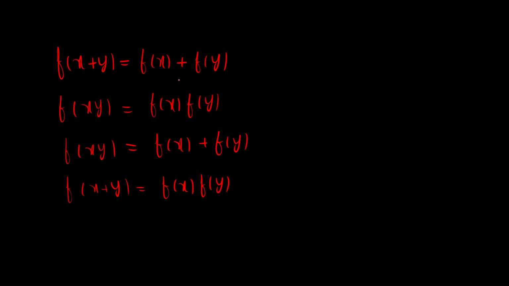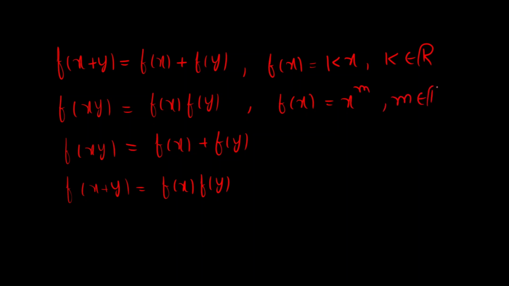You can see four functional equations are written on the screen. Many of you can answer what is the f of x here that will satisfy the functional equation. Suppose I ask you what's the f of x in the first equation, you'll reply f of x is equal to kx, where k is a real constant. Similarly, if I ask you for the second one, you'll reply f of x is of the form x power m, where m is a real constant.